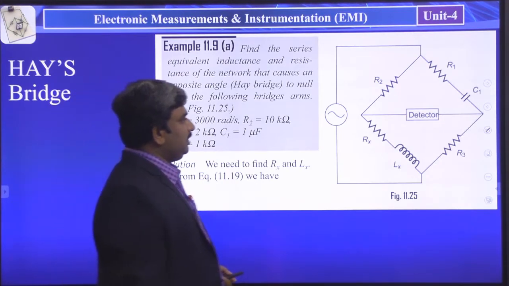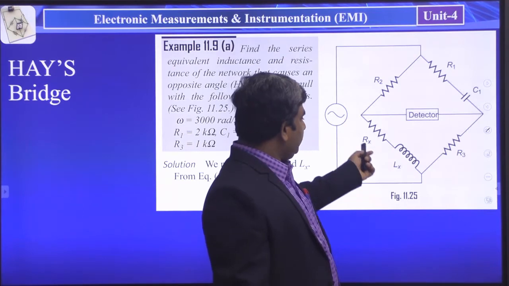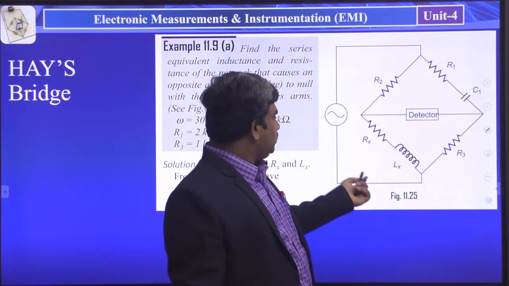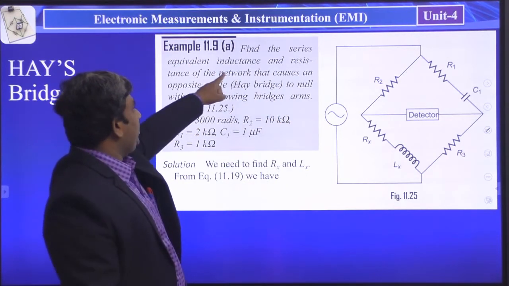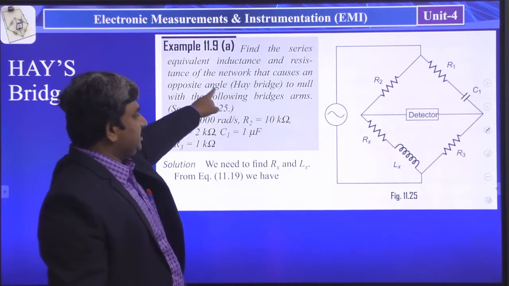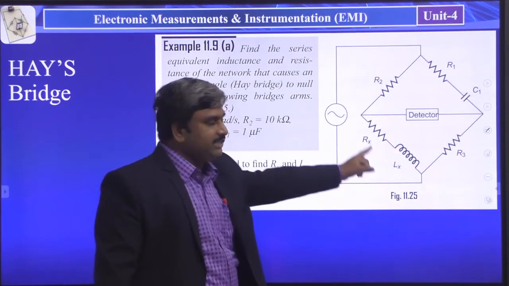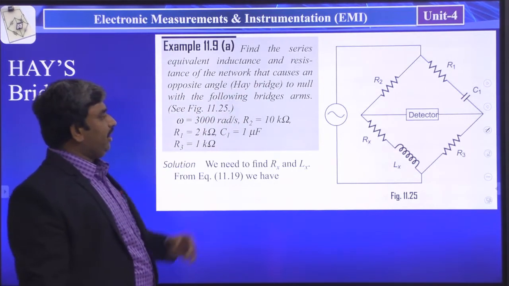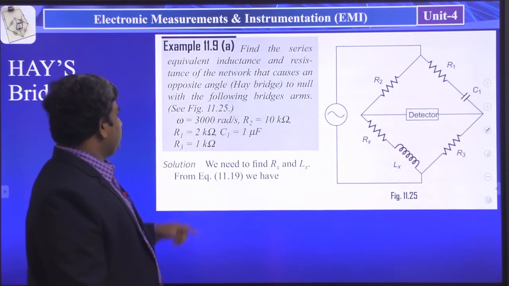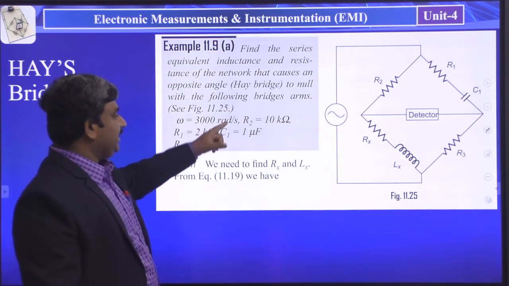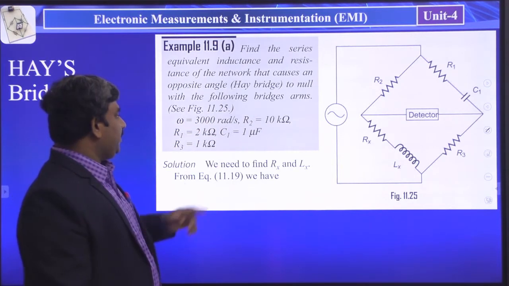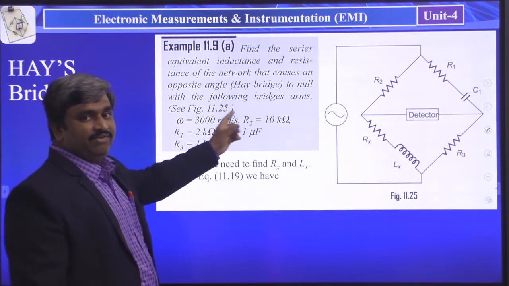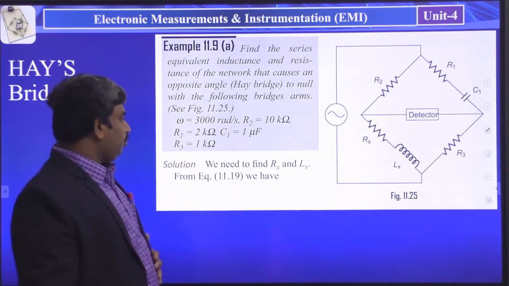So here the problem is given. In this problem, the opposite arms consist of the inductor and capacitor parameters. They ask us to find the series equivalent inductance and resistance, that is the Rx and Lx parameters, in the network that causes the opposite angle of the Hay's bridge to null with the following bridge arms, where omega is equal to 3000 radians per second. R2 is equal to 10 kilo ohms, R1 is equal to 2 kilo ohms, C1 is equal to 1 microfarad, R3 is equal to 1 kilo ohm.